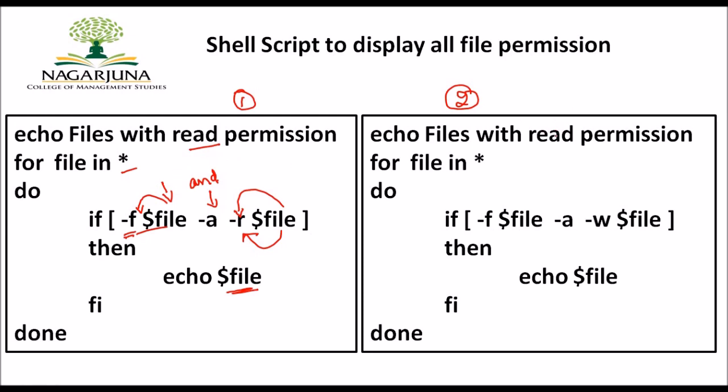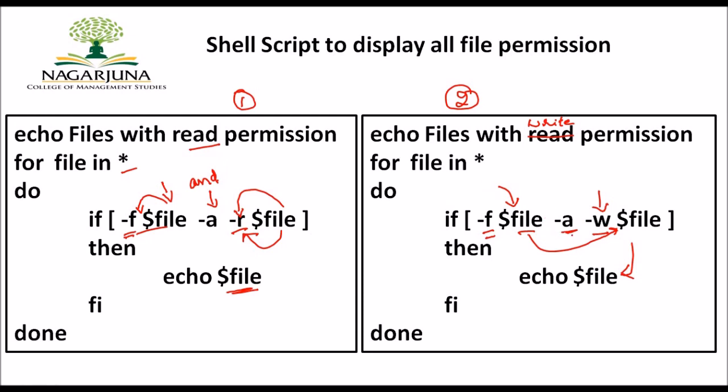The second one should be the write permission. I would like to display the files with write permission. It's the same code. Here I'm going to view all the files and check if the file exists or not, and if the file exists, AND operation. If the file exists, check whether the file has a write permission or not. If the file has a write permission, then display such a file. So it's very similar to the previous code; the only thing is -r represents read permission and -w represents write permission.